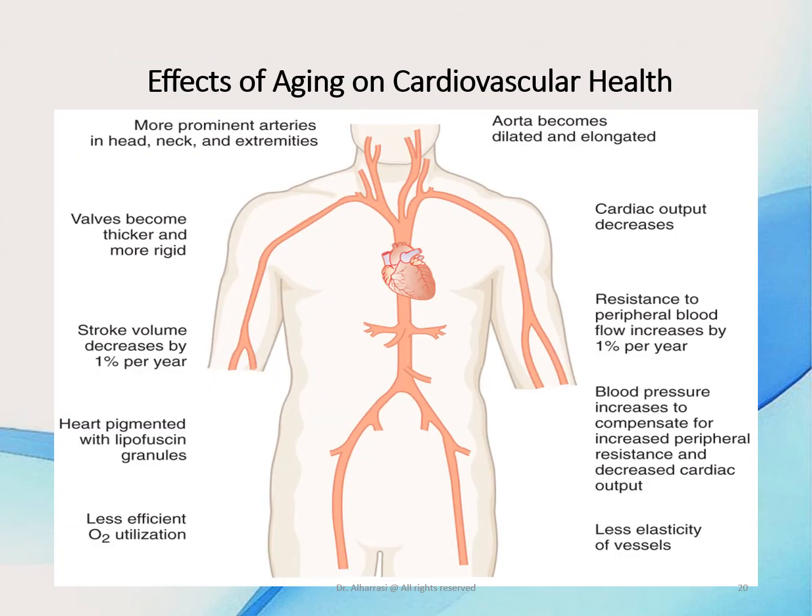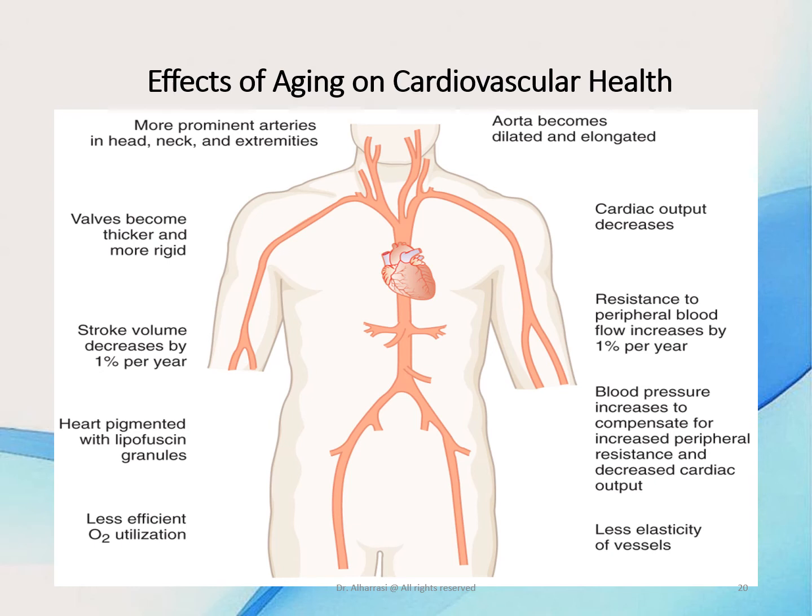So again, here in this picture, we can see the effects of aging. The aorta becomes dilated and elongated, and the cardiac output decreases. Also, the resistance in the peripheral blood increases by 1% per year, and that's why we see that high blood pressure is more common in elderly people. Blood pressure also increases to compensate for increased peripheral resistance, as I mentioned, which in part also affects the cardiac size. There is less elasticity of vessels.